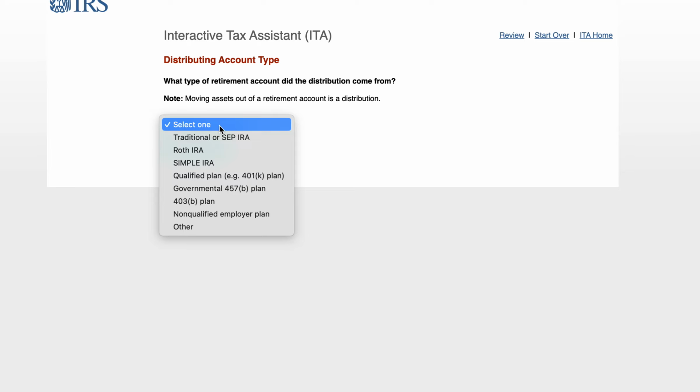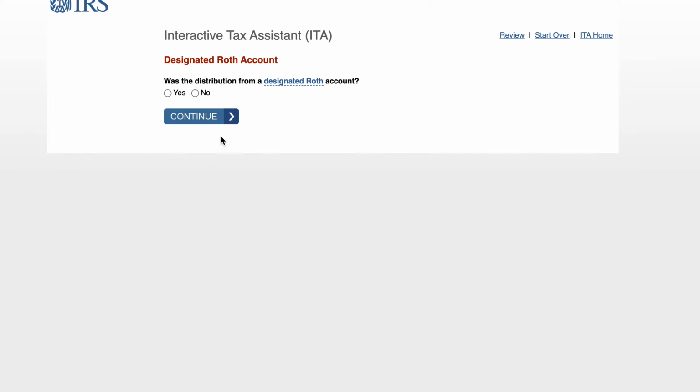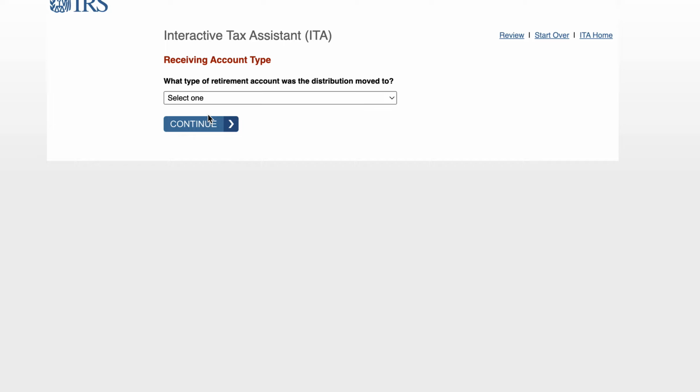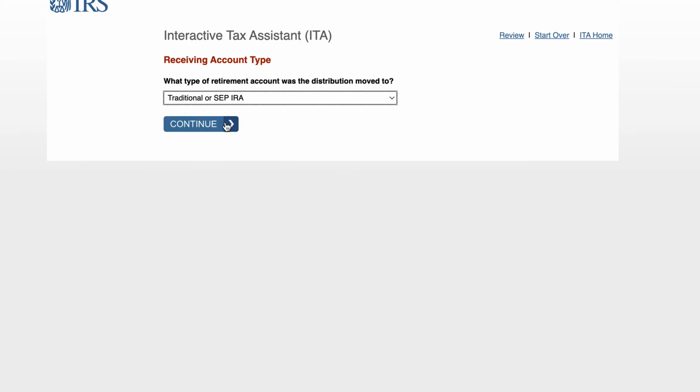So this is where we start thinking about what would happen if we move money out of my 401k plan. That's a very common one, moving money out of a 401k and putting it into an IRA. So was this from a designated Roth account? We'll say no, but you could definitely say yes if that applies to you. What kind of retirement account was it? Well, let's say that we transferred it into a traditional IRA.